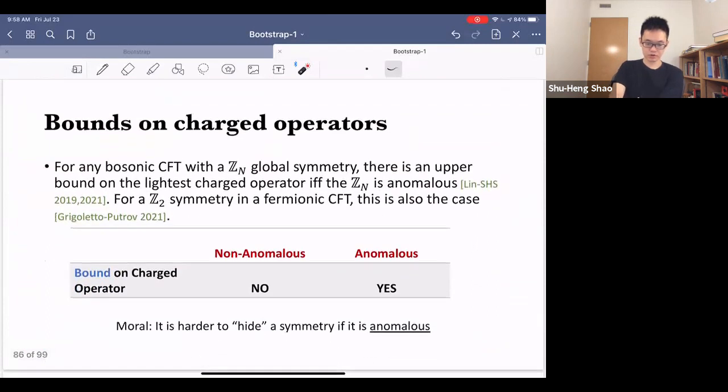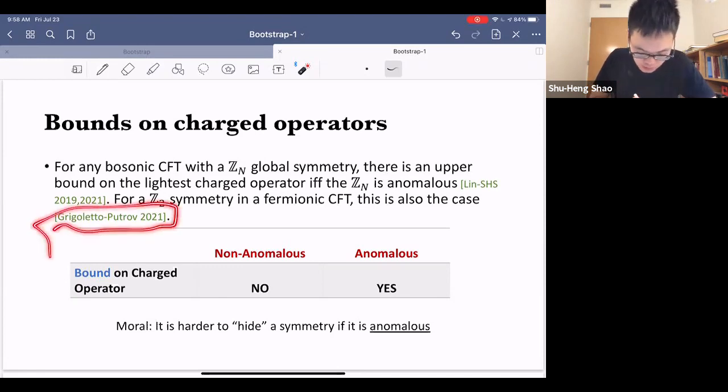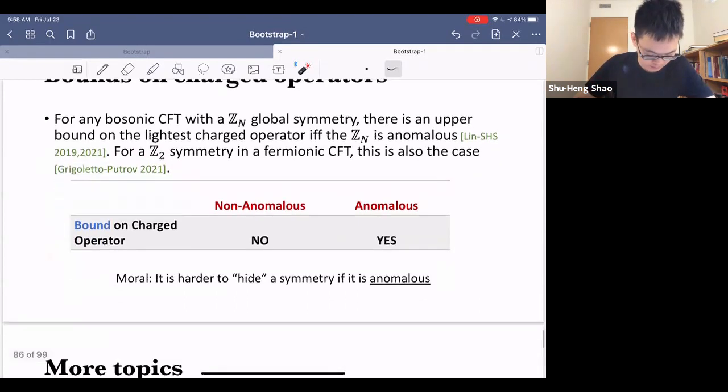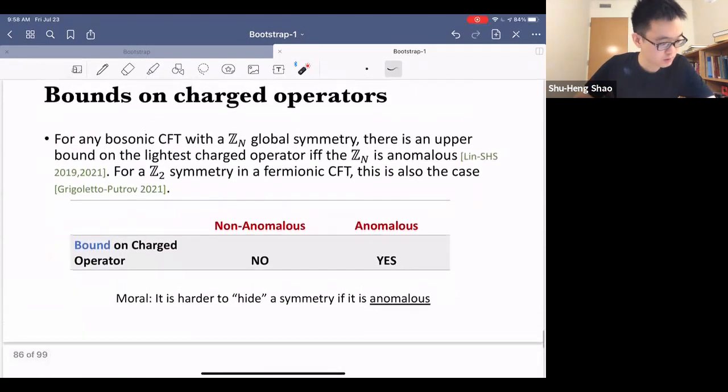And this you can also show to be the case, as we did in this paper, that for any bosonic CFT with a Zn global symmetry, there is an upper bound on the lightest charge operator if and only if the Zn is anomalous. We can do that using the modular bootstrap. And recently, there's a paper here doing the same thing for fermionic CFT. So these are just some quick comments on connections to bootstrap bounds.